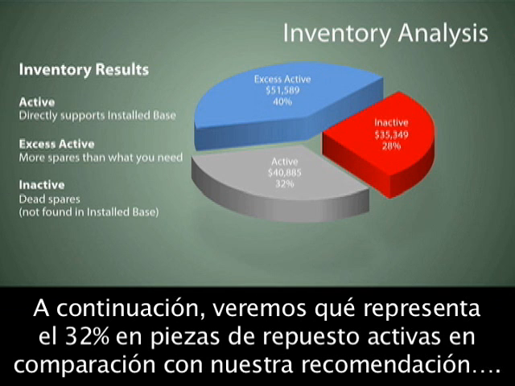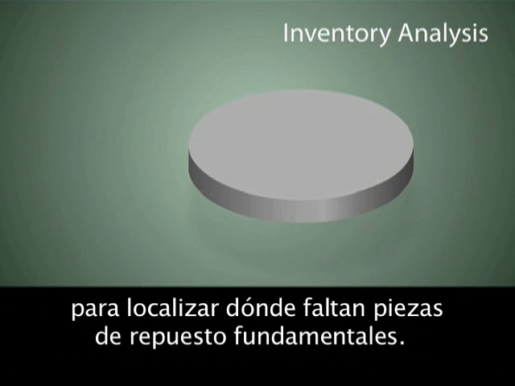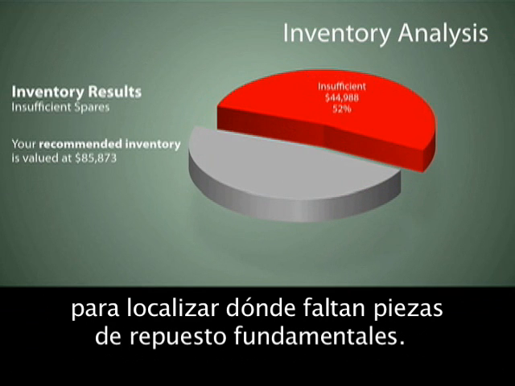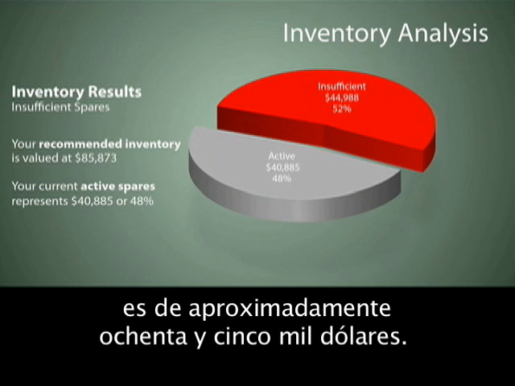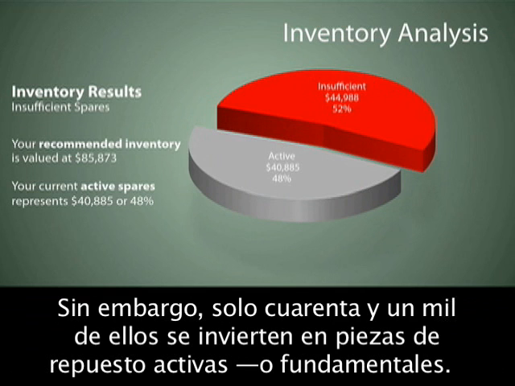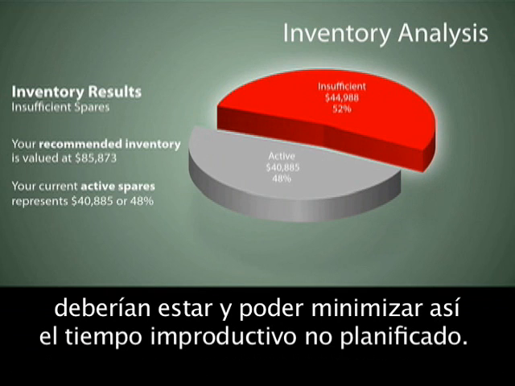Next, we'll look at how the 32% in active spares compares to our recommendation to pinpoint where there's a lack of critical spares. Our total recommended inventory value for this facility is approximately $85,000. However, only $41,000 of that is invested in active or critical spares, which means this customer would need to invest $45,000 to bring inventory levels up to where they should be, so they can minimize any unplanned downtime.